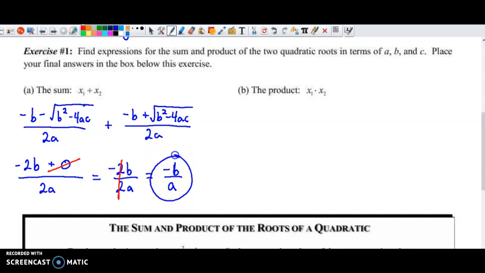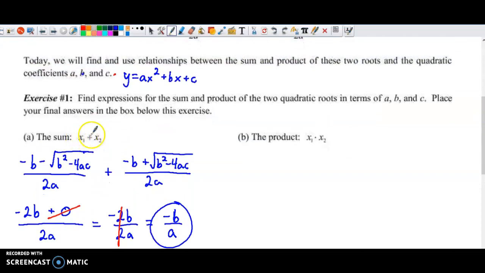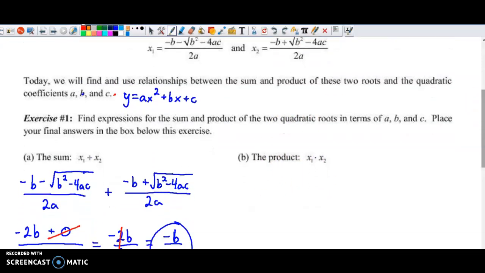So as long as we know the a value and the b value, we know the sum of the two roots needs to equal negative b over a. And then we're also asking you to multiply those two things together. So I didn't give myself enough room, but it's really the same thing as this, except we're multiplying in between. So where you have a plus right here is going to be a multiplication. Over 2a, and then times.